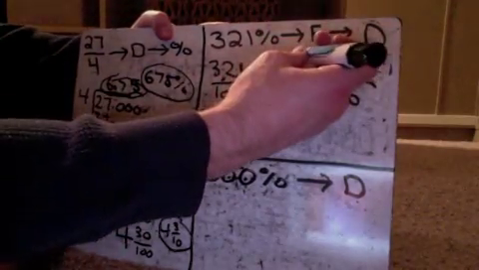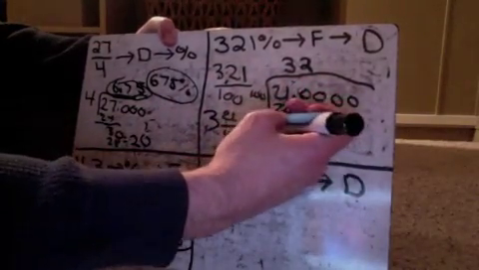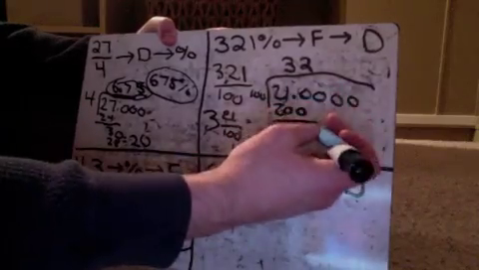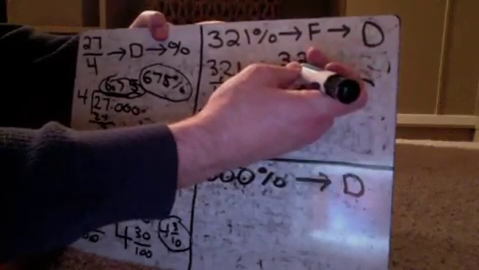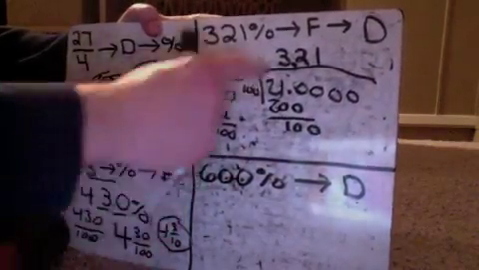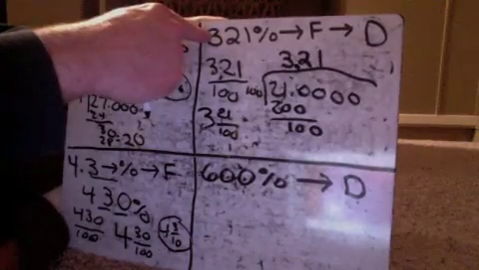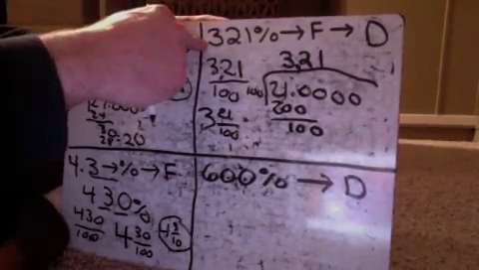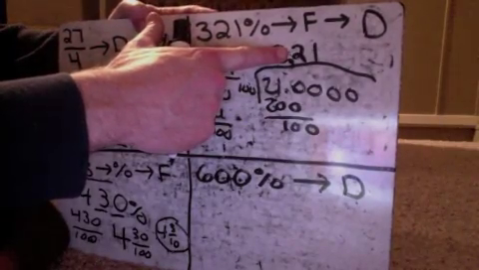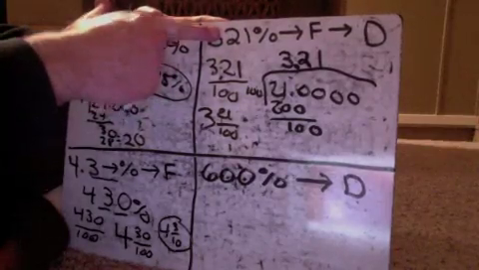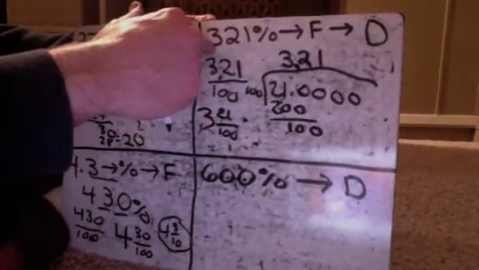100 goes into 210 twice. 2 times 100 is 200. Subtract, we'll get 10. Bring down your 0. 100 goes into 100 one time. So my answer as a decimal is 3.21, which as we go back to the start up here to our percentage, that would be 321%, because if I cover up the 3 wholes, that's just 21%, but then I have 3 wholes, which is the same thing as 300%.